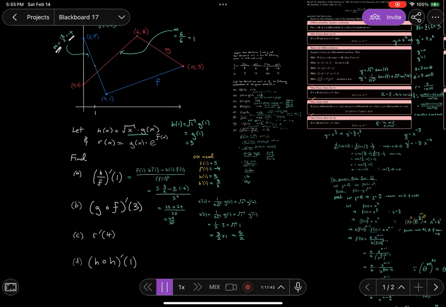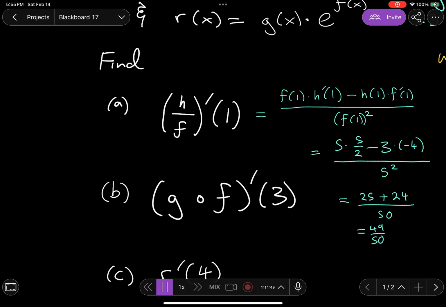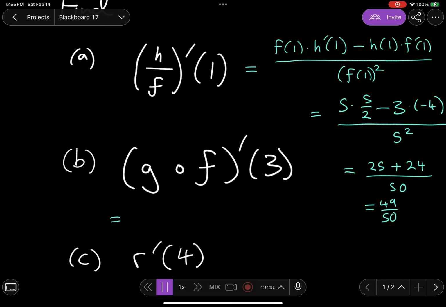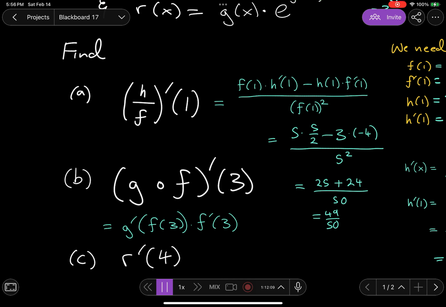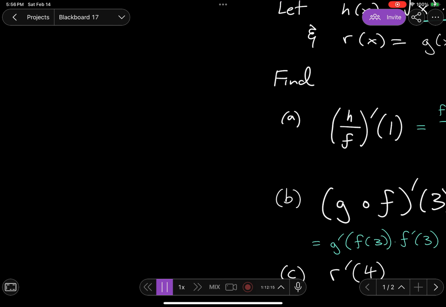All right, this next one, we have g of f of 3, and this is just an immediate application of the chain rule. So the derivative is going to equal g prime of f of 3 times f prime of 3. So I need 3 pieces. I need f of 3. What is f of 3? Have we figured that out yet? No, we haven't. I'll write this down over here. We need f of 3, f prime of 3, and then we'll need g prime of f of 3.